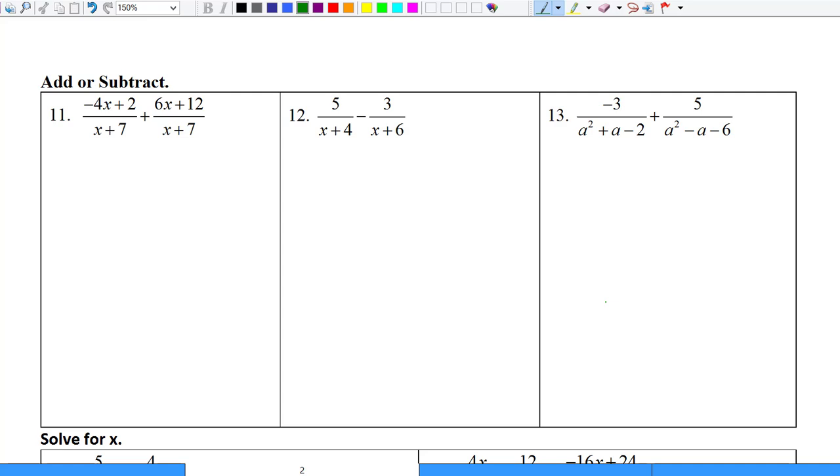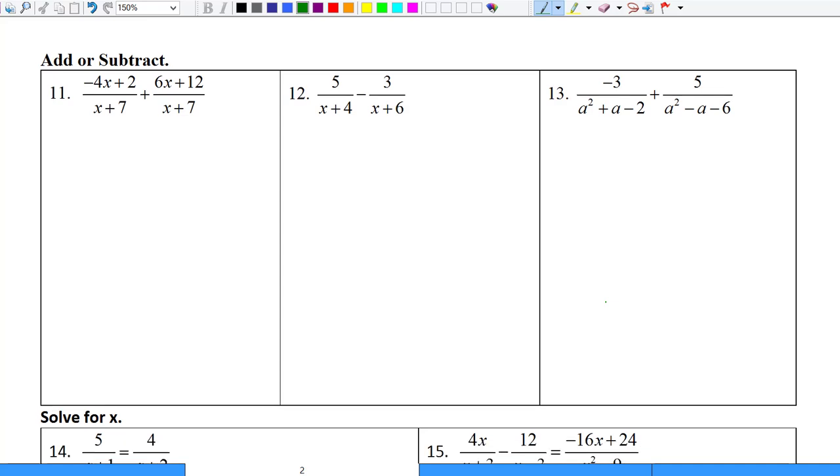Now adding and subtracting fractions is a little bit harder than multiplying and dividing fractions because you have to have a common denominator. So on number 11, notice on the bottom we have x plus 7 and then an x plus 7. Yay, this is really good news for us because that means the denominator is already common and it's going to stay there. And all I have to do is take both the numerators and then add or subtract whatever the sign in the middle says to do.